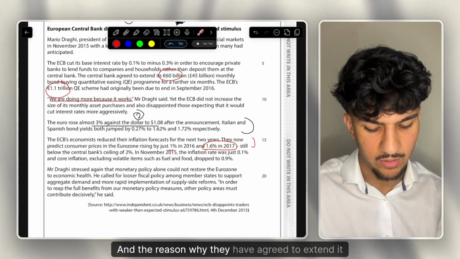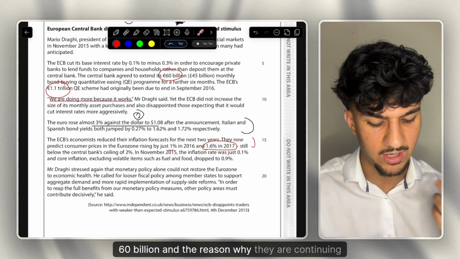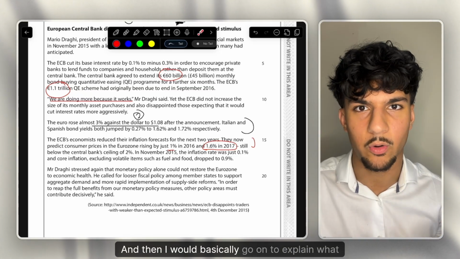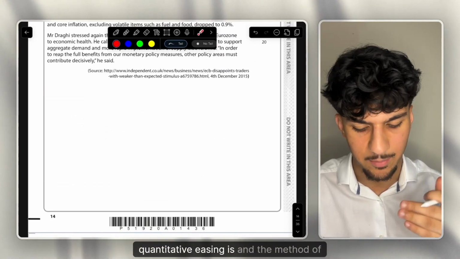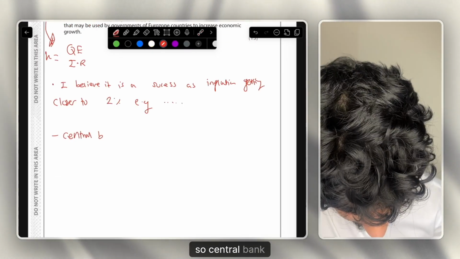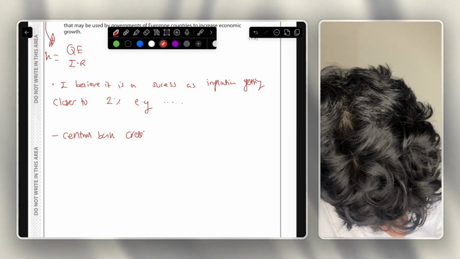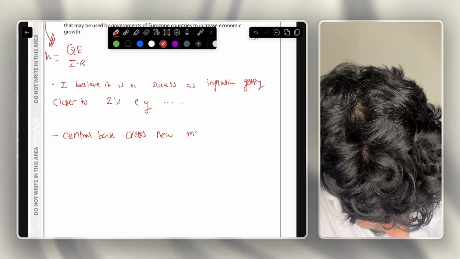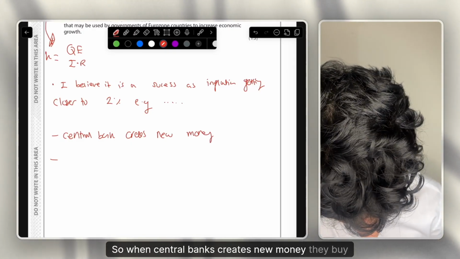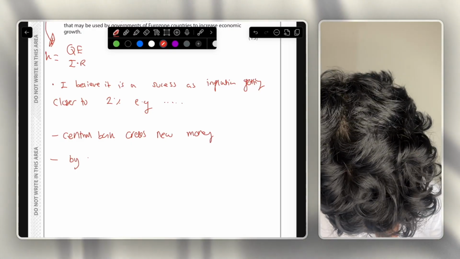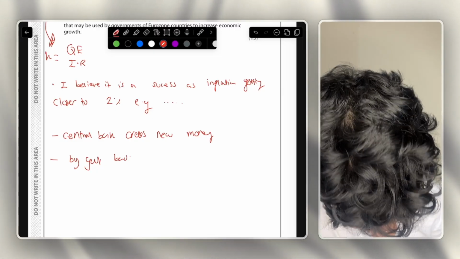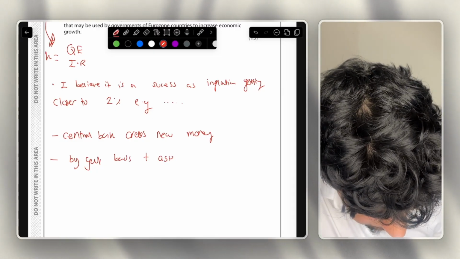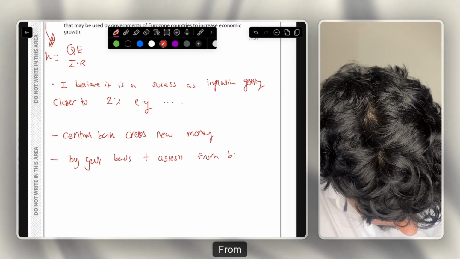And the reason why they have agreed to extend it by 60 billion, and the reason why they are continuing it, and then I would basically go on to explain what quantitative easing is and the method of quantitative easing. So the central bank creates new money. When central banks create new money, they buy government bonds plus assets from banks.